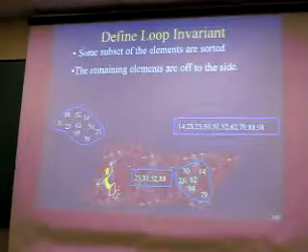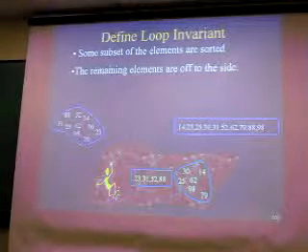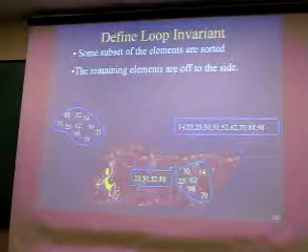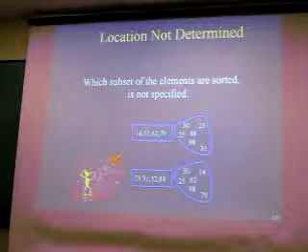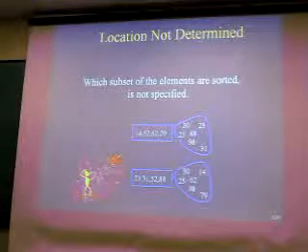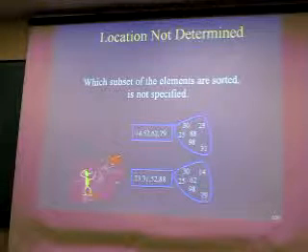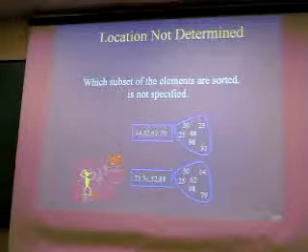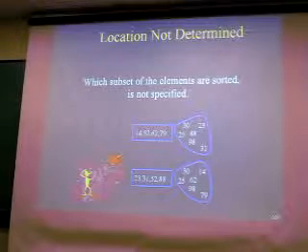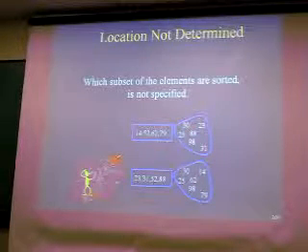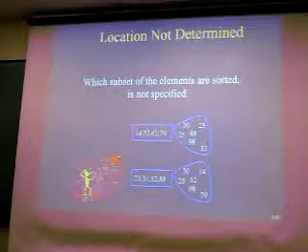Everybody get that? It just says you've sorted some of the numbers and the rest of the numbers you haven't looked at. Now that doesn't specify very much, right? It doesn't specify how many numbers have been sorted. It doesn't specify which numbers are sorted. It just says some of the numbers are sorted and the rest are not sorted. That's all our loop invariant says.